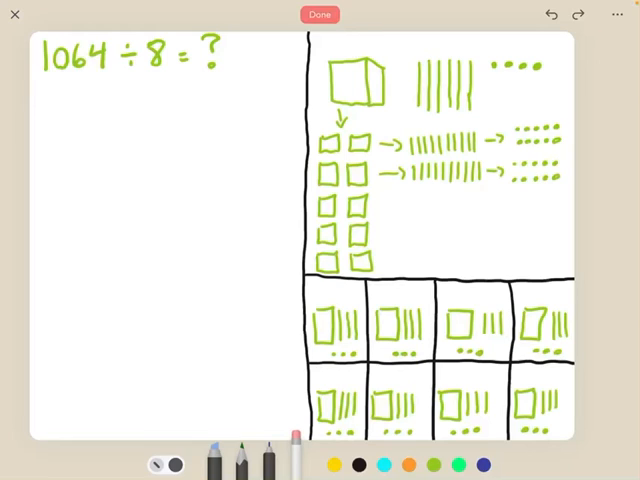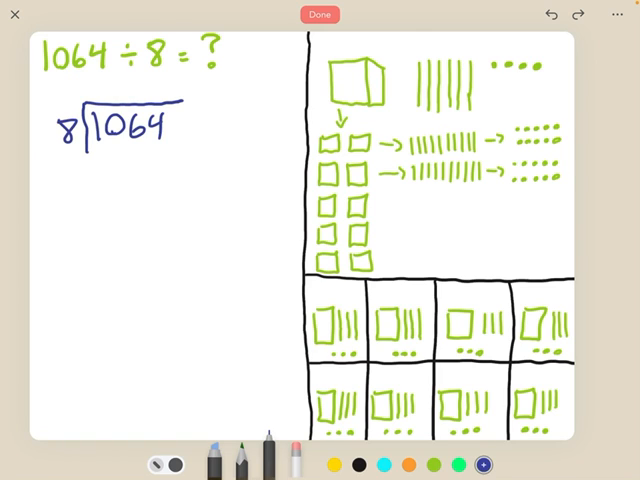Today I'm going to be showing you something called the scaffold method. The scaffold method is a division method that is helpful for dividing bigger numbers without having to know a bunch of specific multiplication facts. So to set this up, we're going to put our first number, 1064, underneath the division bar, and then 8 to the side.